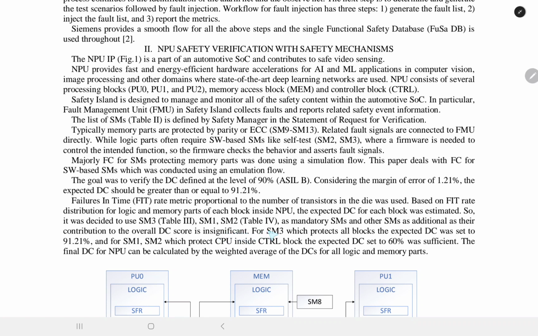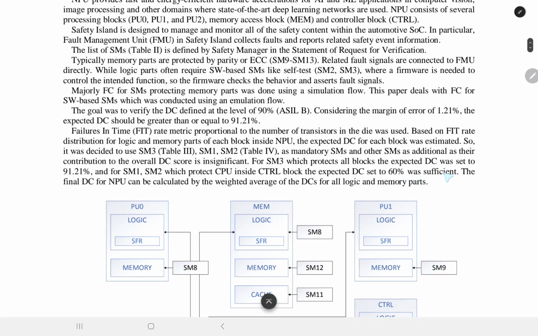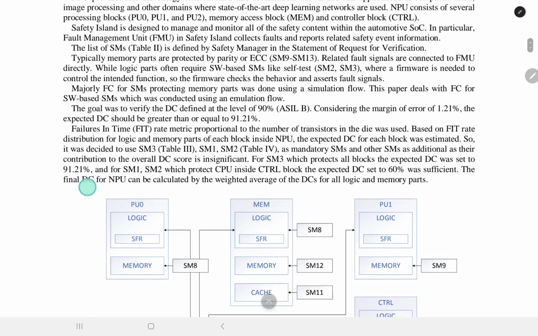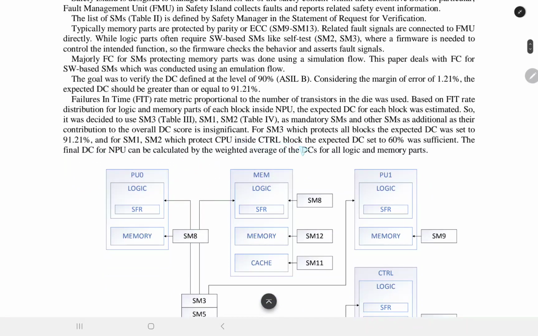For SM3, which protects all blocks, the expected DC was set to 91.21%, and for SM1 and SM2, which protect the CPU inside the controller block, an expected DC of 16% was sufficient. The final DC for the NPU can be calculated by the weighted average of the DCs for logic and memory parts.